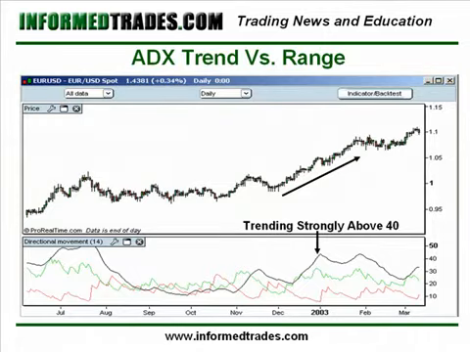Just for your knowledge, some people will put that 40 number at 30 for the strong trend. Some people will say you can start looking to trade trends above 25. There's a lot of debate as to what's the best number to use there.